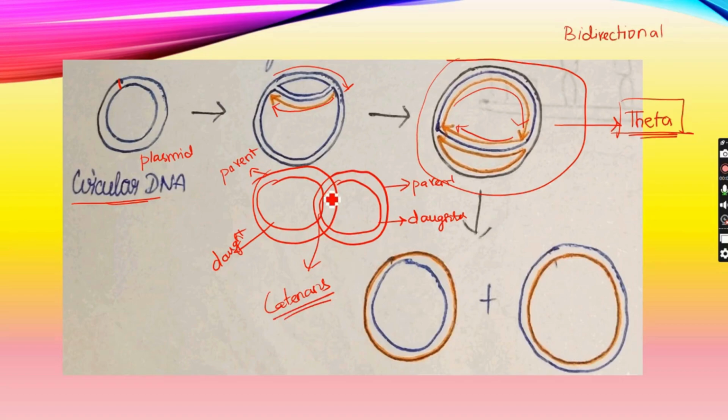These catenanes are going to be released. At the catenane site, the two newly formed plasmids are going to be released. So it is released by the enzyme topoisomerase. A topoisomerase is going to create supercoiling of these two plasmids and lead to release of these two newly formed plasmids. So here we can find that both the unwinding and the replication take place in a cooperative, or coordinated, manner.